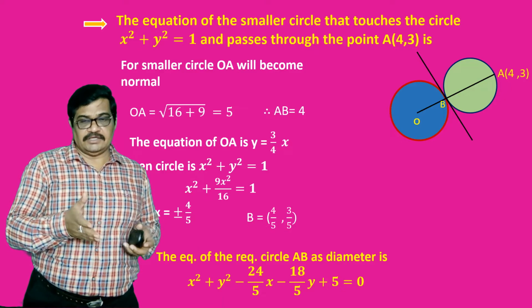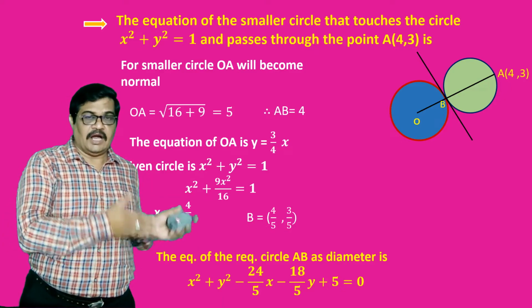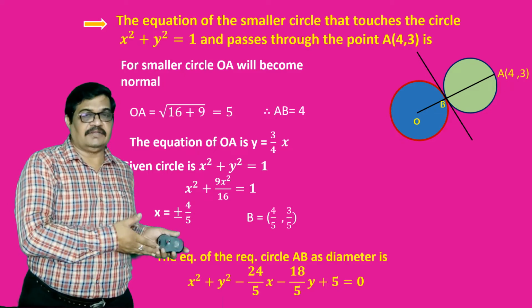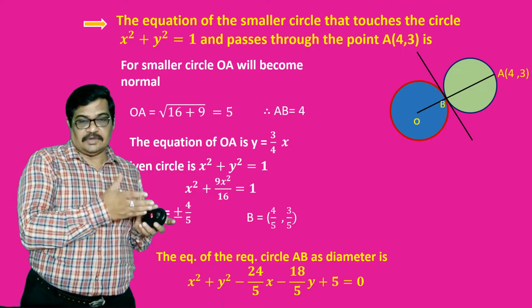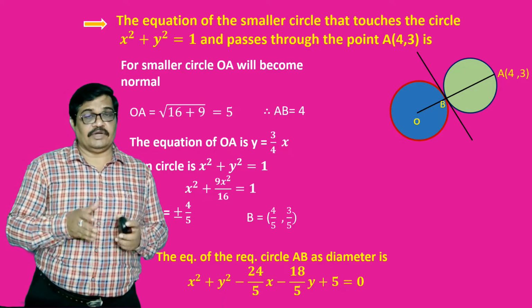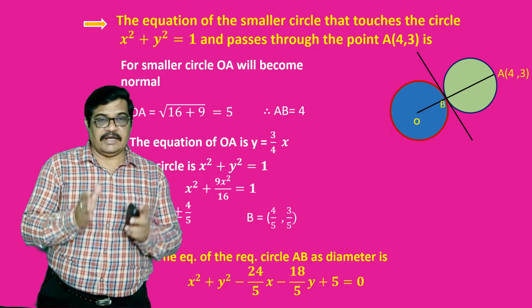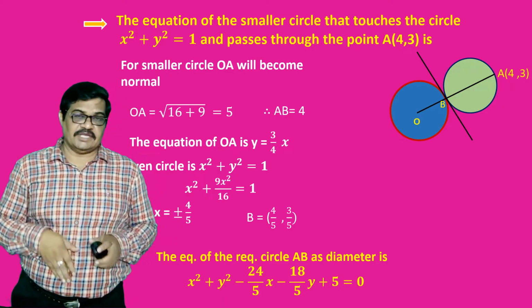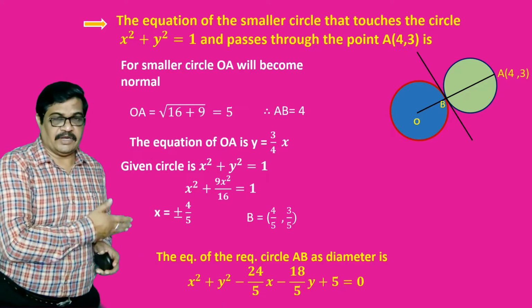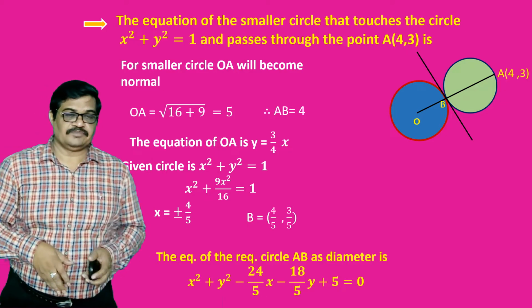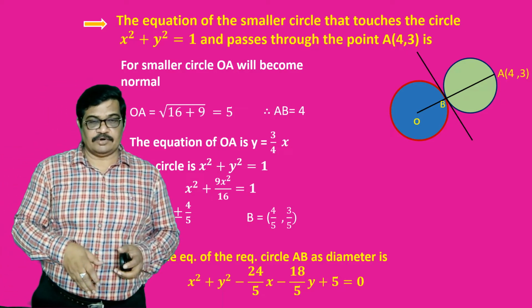So A is given as (4, 3) and we are obtaining the coordinates of B as (4/5, 3/5). We are writing the circle with AB as the diameter of the circle. So we are getting this answer. Okay, see the next problem.